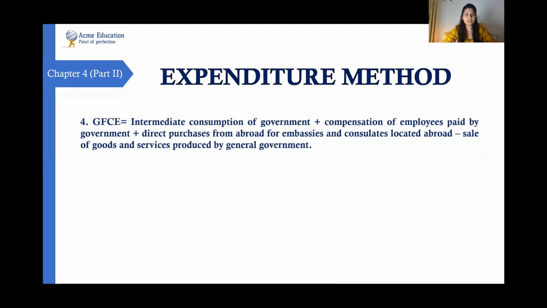Moving to the second component, and that is government final consumption expenditure. If it is not given directly in the question, you will have to find it, and the formula is intermediate consumption of the government plus the compensation of the employees which is paid by the government plus direct purchases from abroad from the embassies and the consulates located abroad minus the sale of goods and services which are produced by the general government. By applying this formula, you can find out your GFCE if it is not given directly in the question.